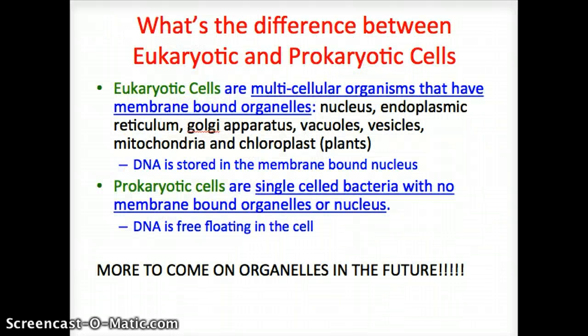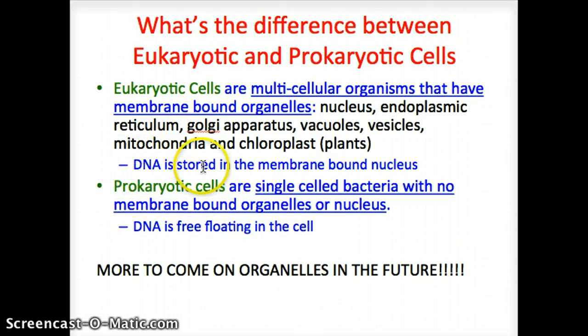What's the difference between eukaryotic and prokaryotic cells? We see here eukaryotic cells are multicellular organisms that have membrane-bound organelles: nucleus, endoplasmic reticulum, Golgi apparatus, vacuoles, vesicles, mitochondria, and chloroplasts. Now, make sure you have this green box. It is a vocab word. Make sure you do the same for prokaryotic cells.